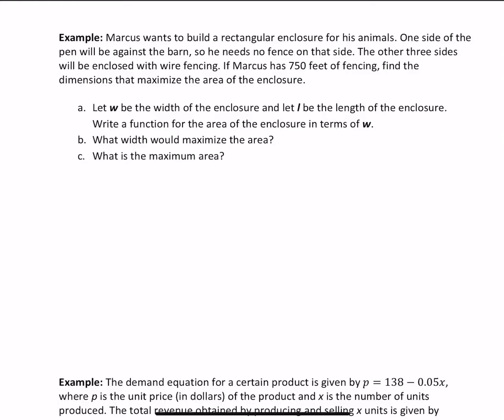So again, we got a lot going on here. So first thing I want you to do is draw a picture. So I've got a barn here, and he is building a fence up against it. So he only needs fence for 3 sides. He doesn't need any fence up against the barn. Okay. I also know that he wants to use 750 feet of fencing. That's going around the fence, which is perimeter. So my perimeter is 750 feet.